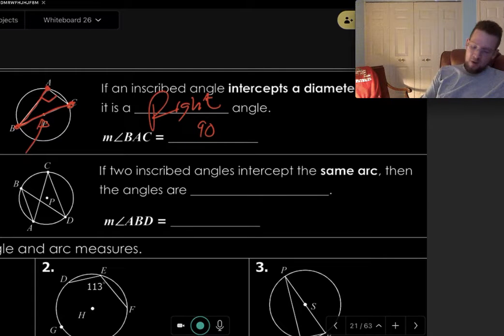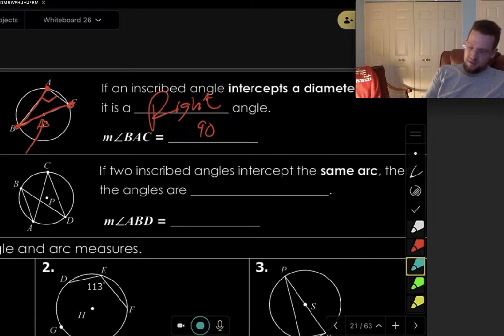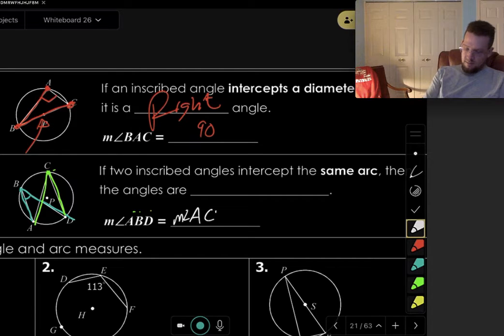And overlapping arcs, what we see here is that the two inscribed angles intercept the same arc. Then these arcs will be congruent. So angle ABD will be congruent to angle ACD. So these two in the corner will be the same.